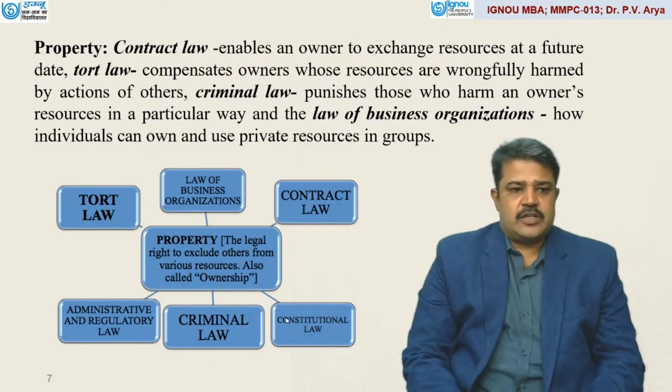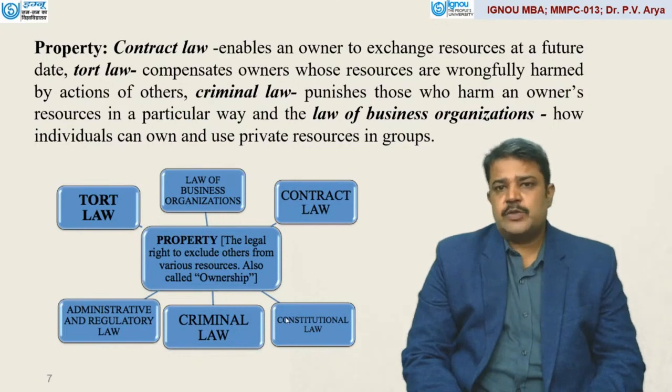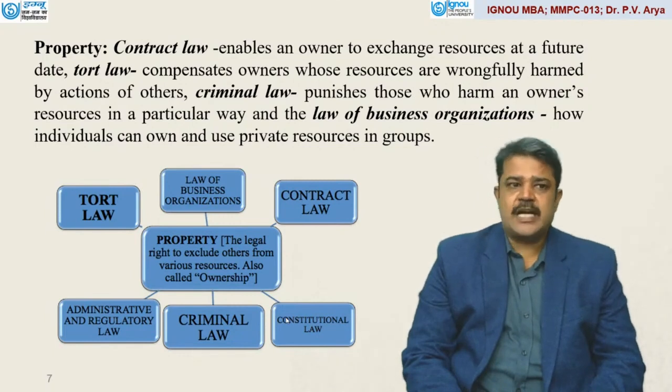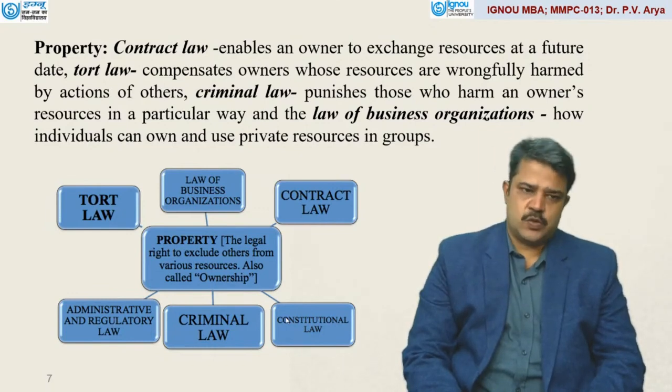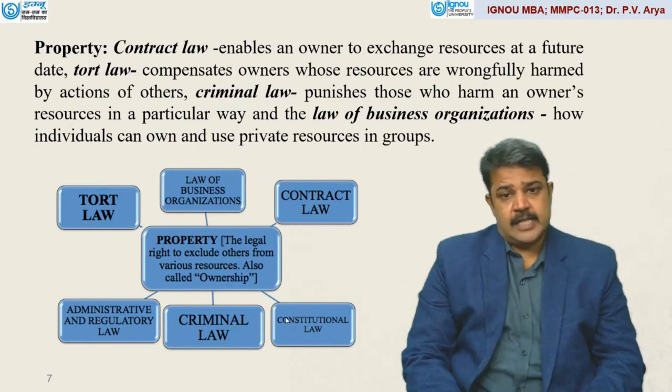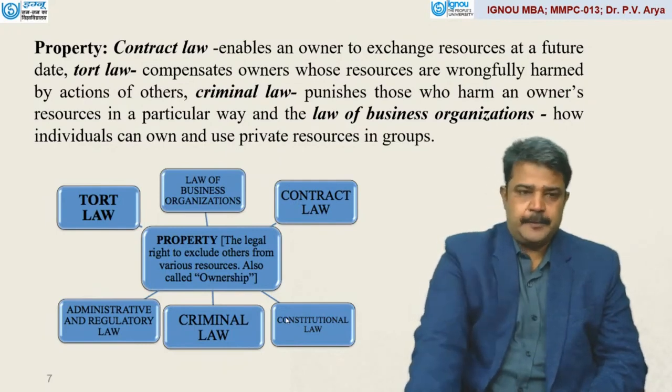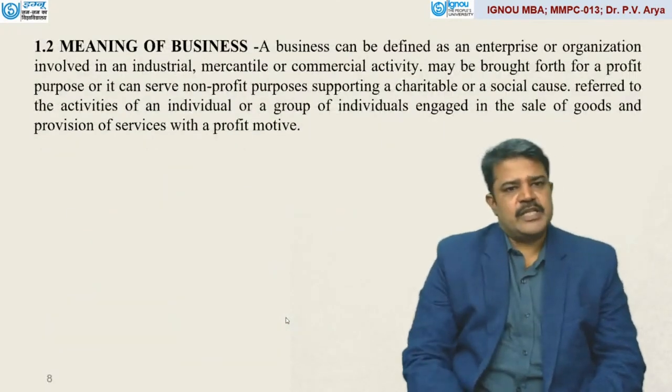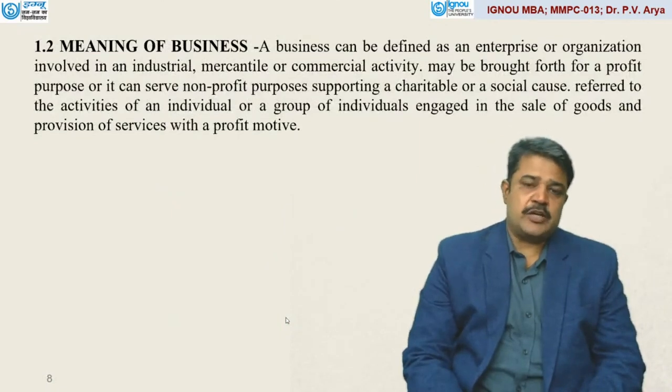Well, as far as the various laws are concerned, contract law enables an owner to exchange resources at a future date, whereas tort law compensates owners whose resources are wrongfully harmed by the actions of others. Criminal law punishes those who harm an owner's resources in a particular way. And as far as the law of business organization is concerned, how an individual can own and use private resources in groups is covered.